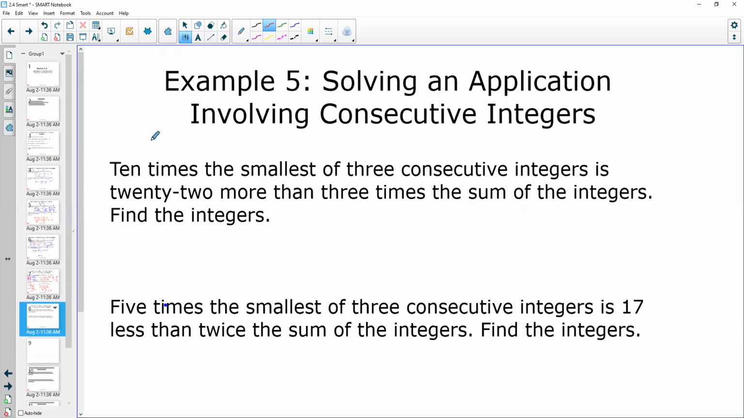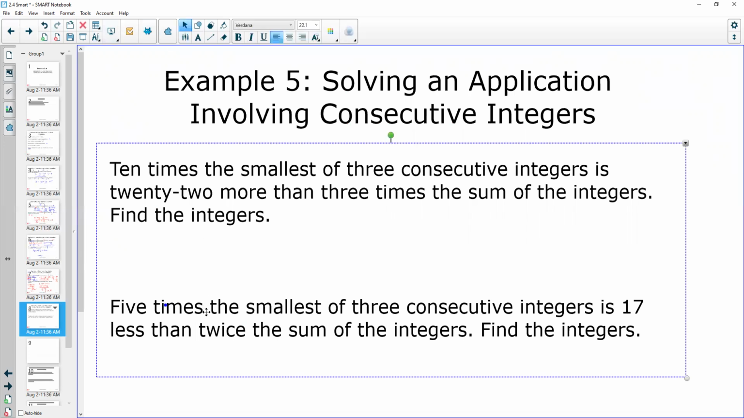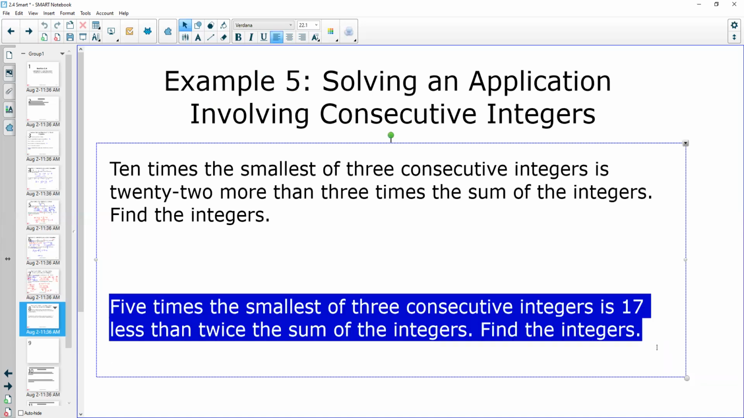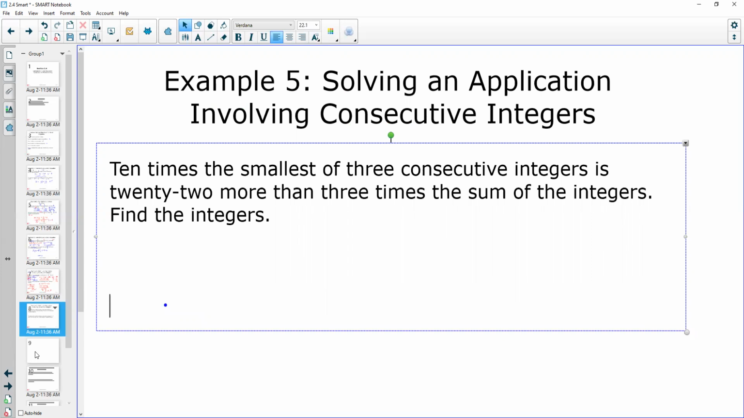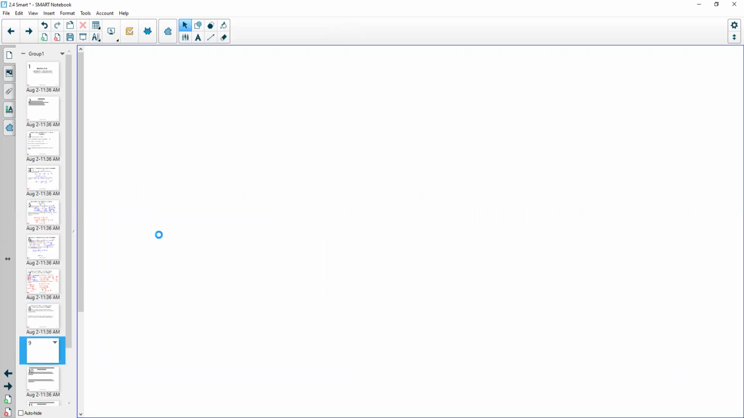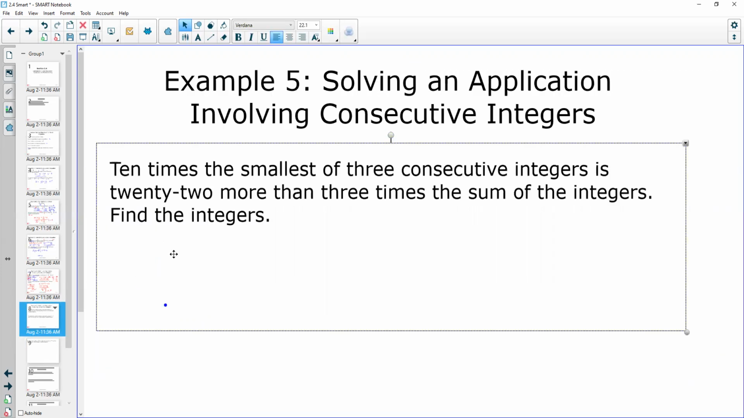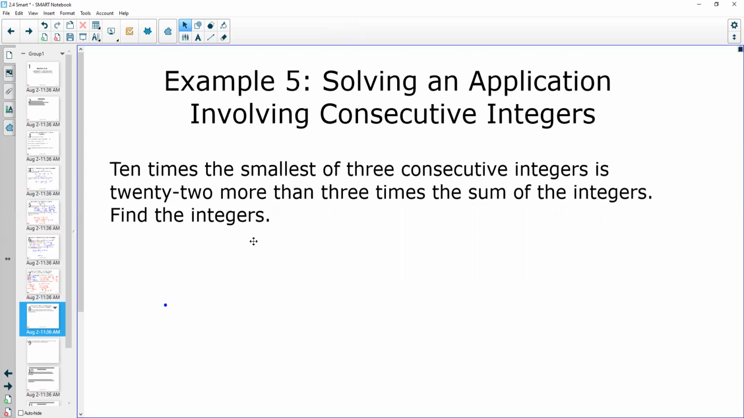It says 10 times the smallest of 3 consecutive integers is 22 more than 3 times the sum of the integers. Find the integers. Dear heavens, right? This is where things get crazy. I'm gonna do this. I'm gonna take this off this slide and put it on the next one, give us some space. There we go. These are always laid out wrong and I just need to change them.